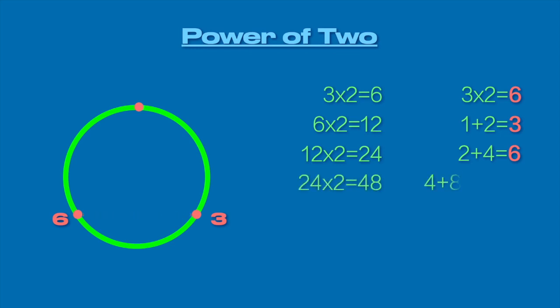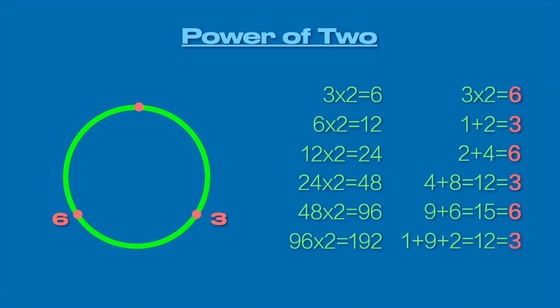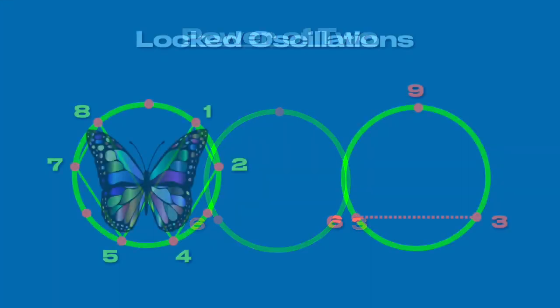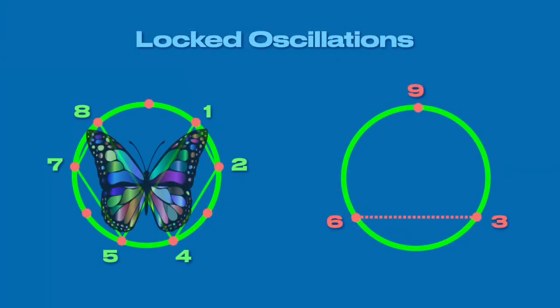48 reduces to 3, 96 reduces to 6, and 192 reduces to 3. This oscillation between 3 and 6 is a system of doubling octaves. These octaves cycle back and forth, reducing back to either 3 or 6. Both of these doubling processes produce locked oscillations.